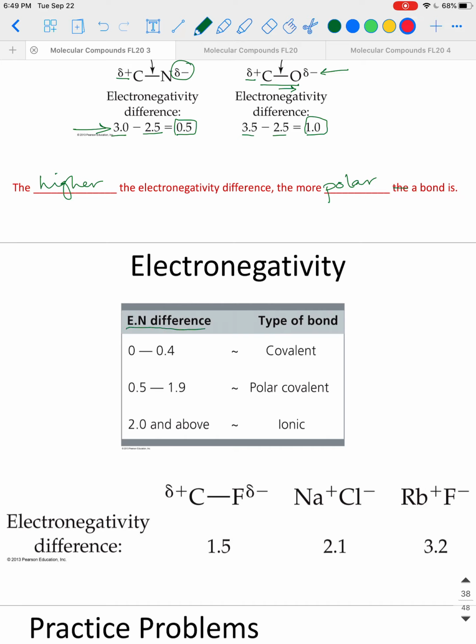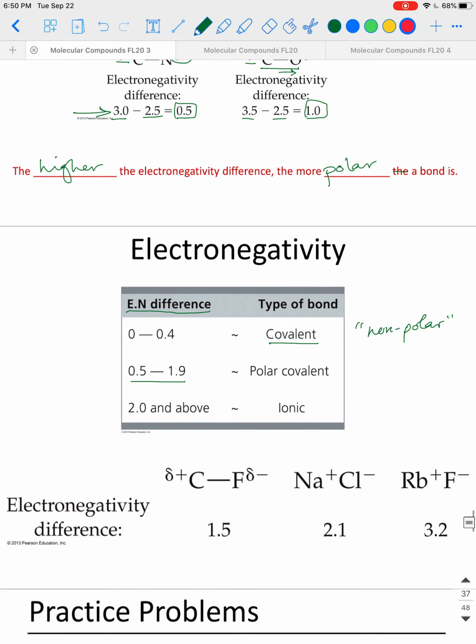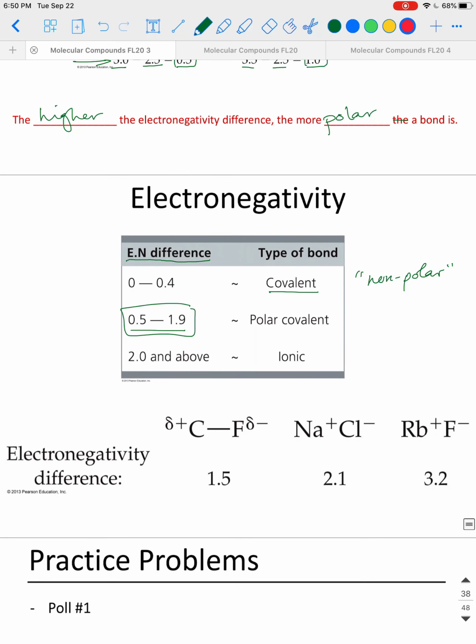So let's look at this. EN difference, electronegativity difference. If the difference between two atoms in a bond falls between 0 to 0.4, we call that bond covalent, or you might hear me call it nonpolar, or the complete term is nonpolar covalent. If the electronegativity difference is between 0.5 to 1.9, that is a polar bond. Okay, so actually both of these up here, carbon-nitrogen, carbon-oxygen bonds, these are both polar bonds, but the carbon-oxygen bond is even more polar than the carbon-nitrogen bond. So this is the actual definition for a polar bond, an electronegativity difference of 0.5 to 1.9.